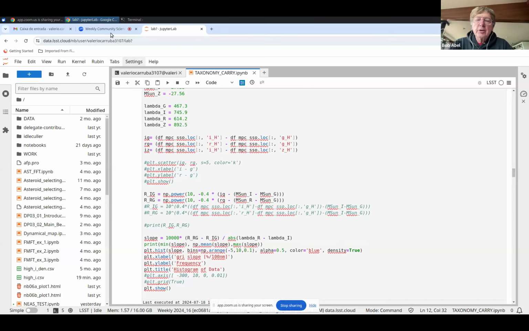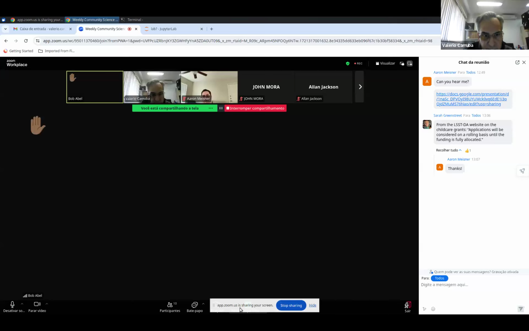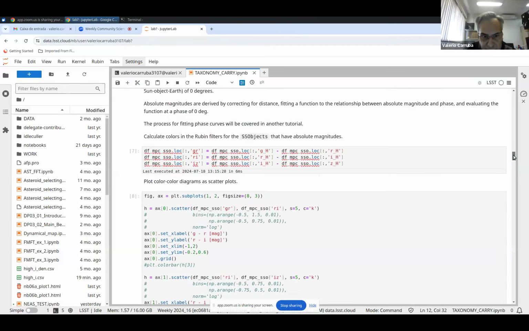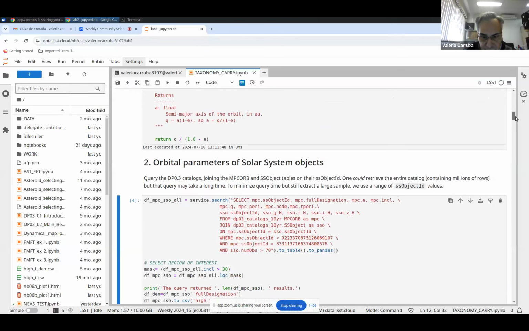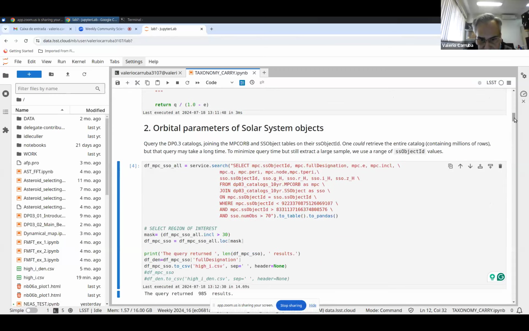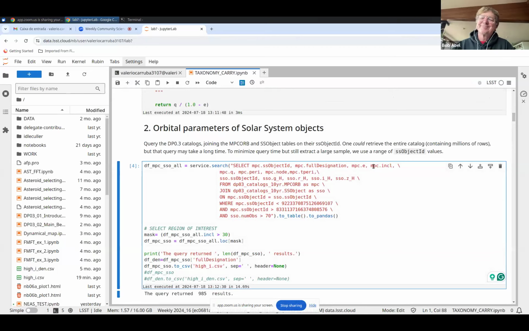Thank you, Valerio. Could you show me where you pulled inclination out of the query? I see it in the mass cut, but I just didn't see it in the query. Okay, let me see. It's here. Oh, there it is. Thank you. I got it. Just missed it.